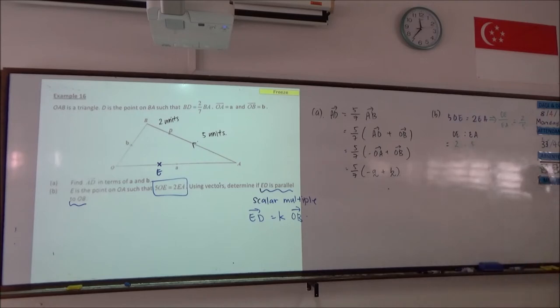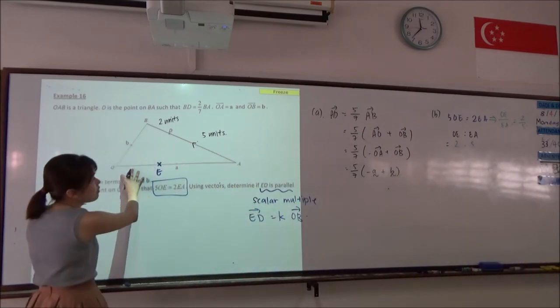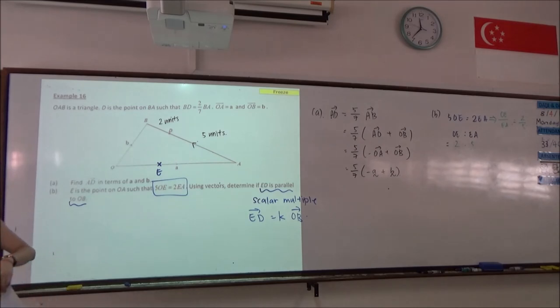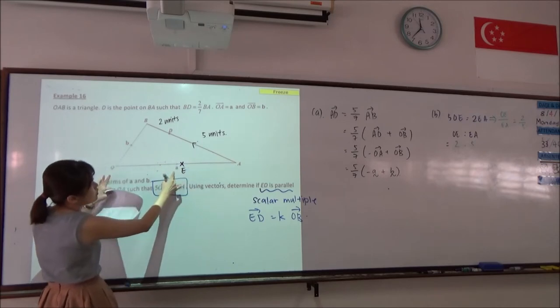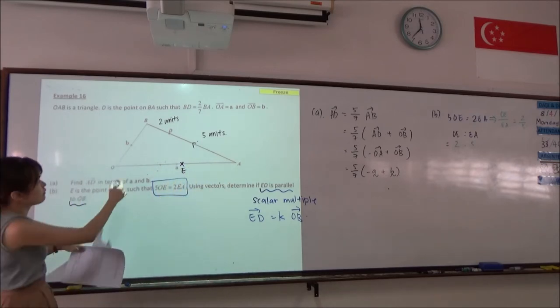So please be very careful in making use of what you are given, and do not just quickly jump into the conclusion. As in 2 units of OE is equivalent to 5 units of EA. This is how we understand it, because writing in fraction and ratio are just different presentations. So 2 units of OE will give you 5 units of EA. So the ratio is 2 is to 5.